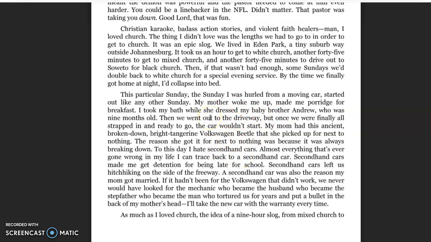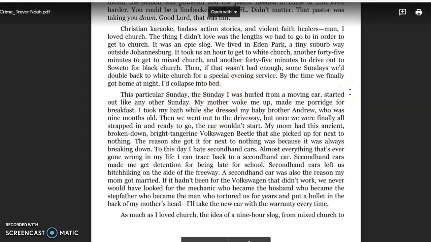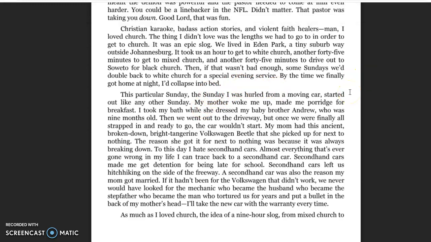It also goes a little bit into their character, because why would they spend all this time going back and forth between churches? Because his mom wanted to get these different things out of the experiences at these three different churches. It also tells you about their character. Their family was culturally adept enough to experience three different types of churches, where a lot of people in South Africa at that time were not.